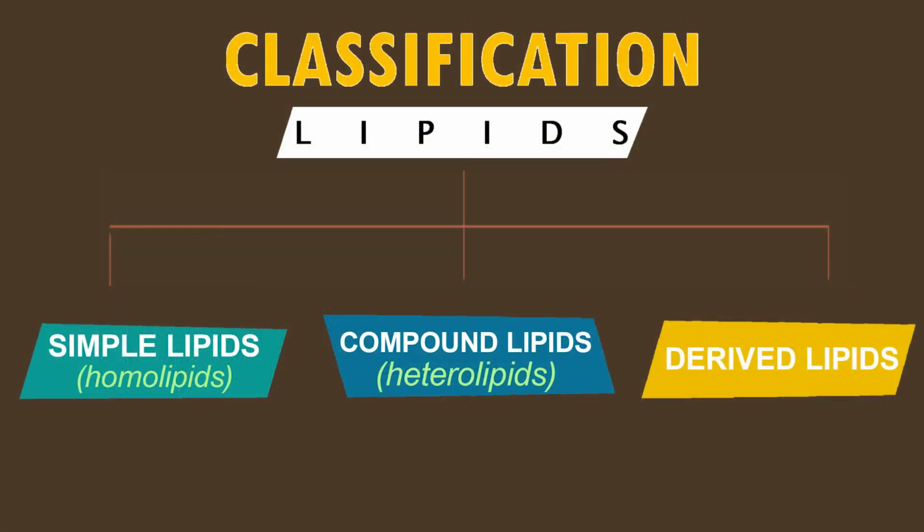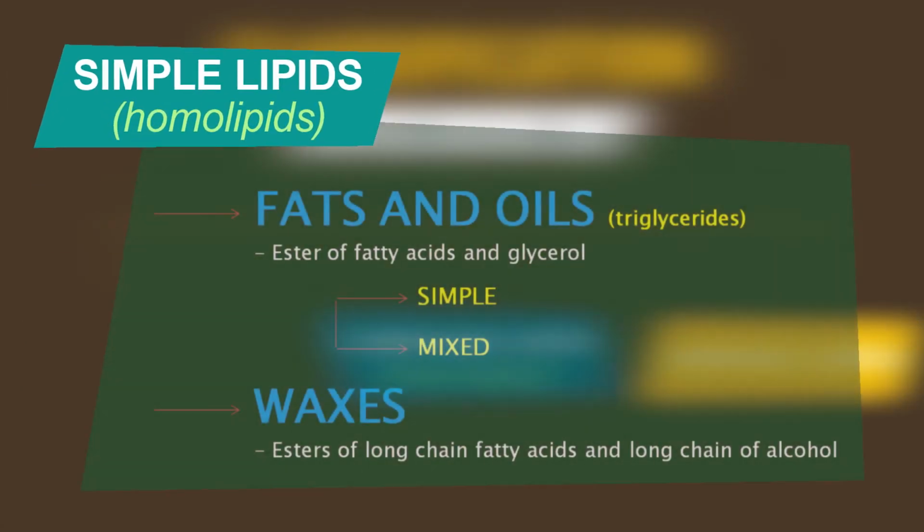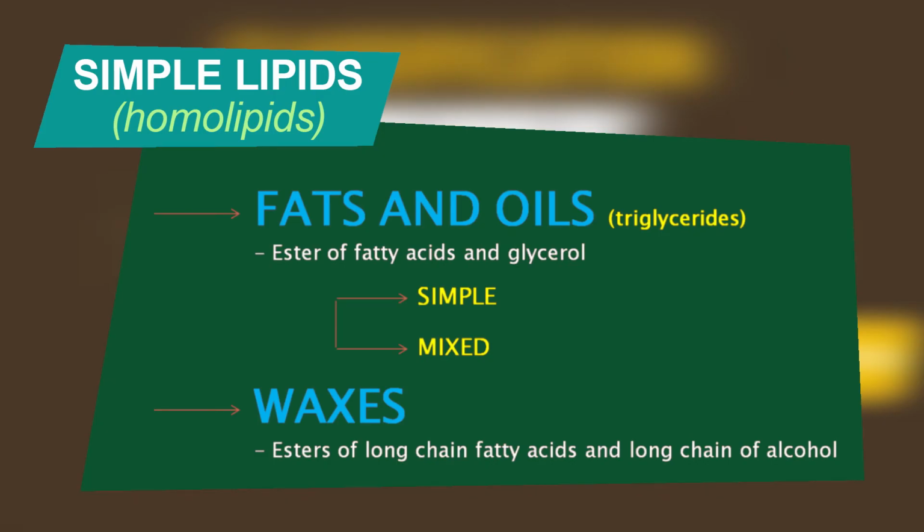Okay, now let's discuss the three classifications of lipids. These are the simple lipids or homolipids, compound or heterolipids, and derived lipids. Simple lipids are esters of fatty acids with various alcohols. Major types include fats or solid lipids and oils or liquid lipids, including waxes, phospholipids, and steroids.